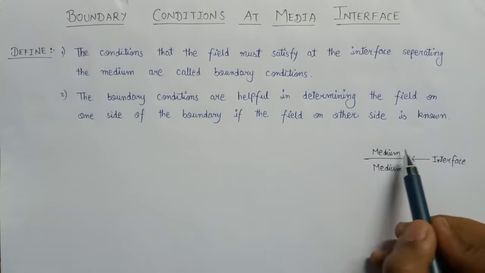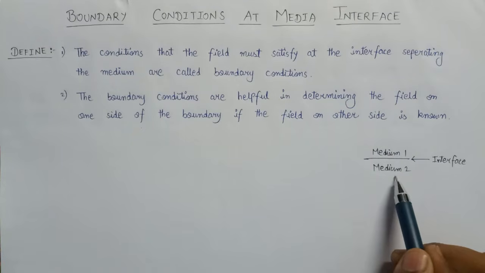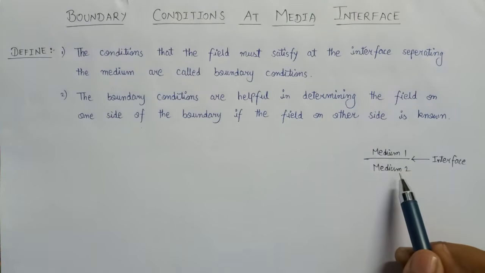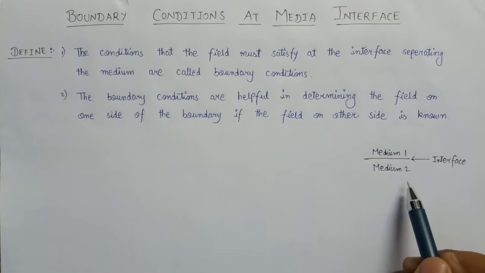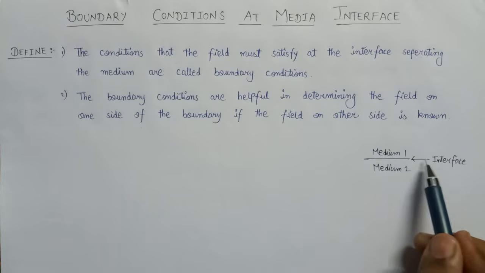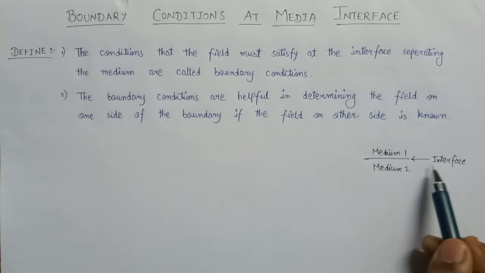Let's suppose that we know the field in medium 1, but we don't know the field in this medium. So to know the field on the other side, that is medium 2, we require the boundary conditions. So the boundary conditions should be satisfied at the interface of the two mediums that are separated by this interface.